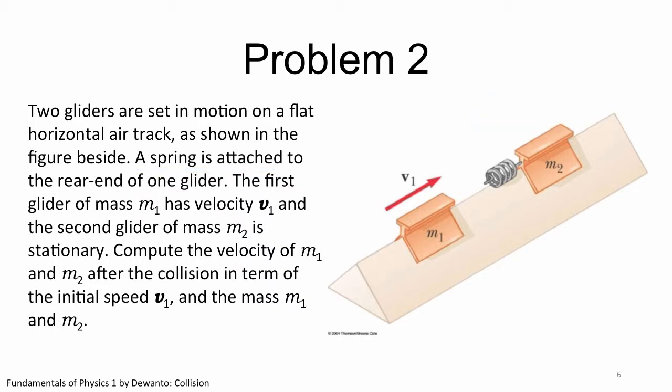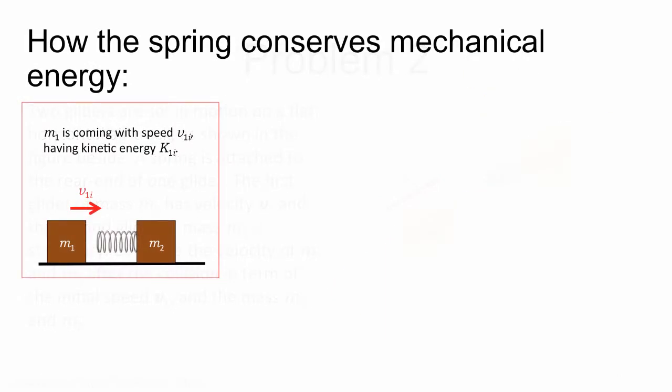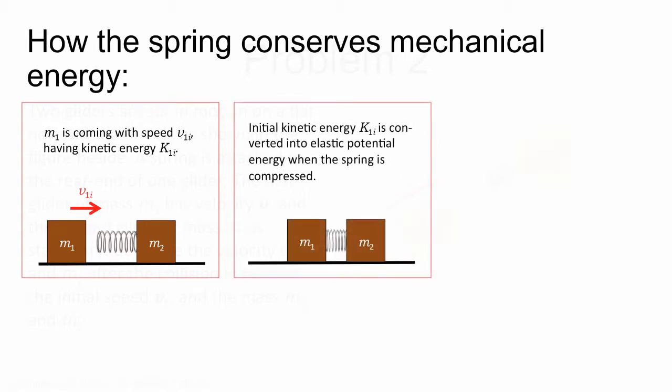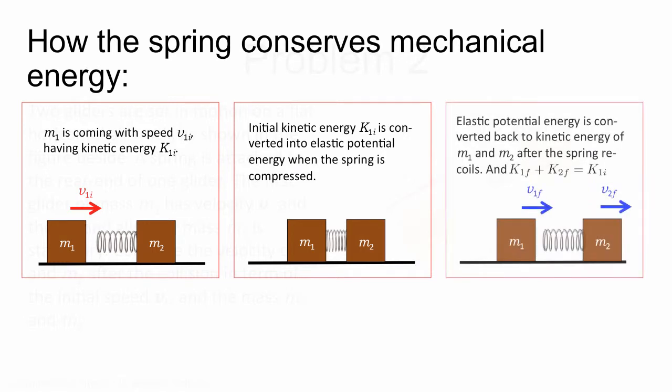So here we have m1 coming in with initial speed v1i. I add the extra i at the subscript to indicate that this is the initial speed, or the speed prior to the collision, of m1. When m1 hits m2, the bumper helps conserve mechanical energy of the system by absorbing kinetic energy of m1 and converting it to elastic potential energy as the spring compresses. And finally, when it recoils back, the elastic potential energy is converted back into kinetic energy of m1 and m2.